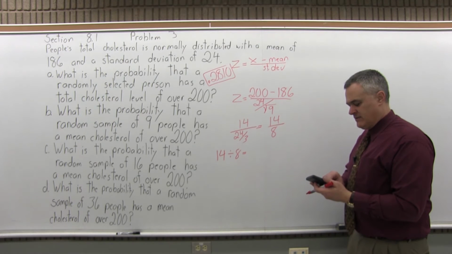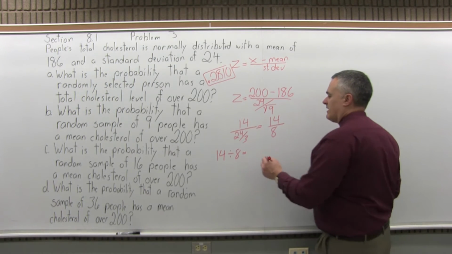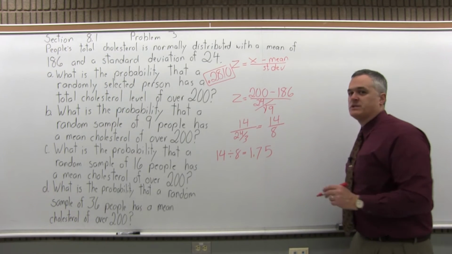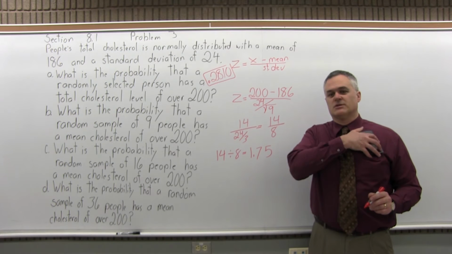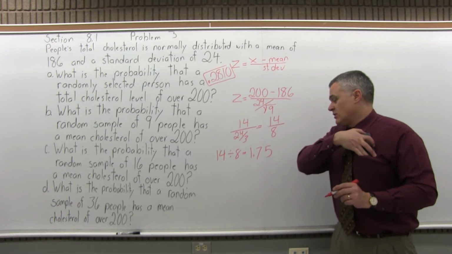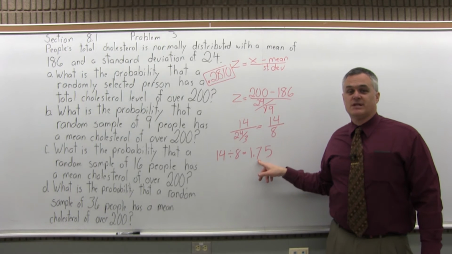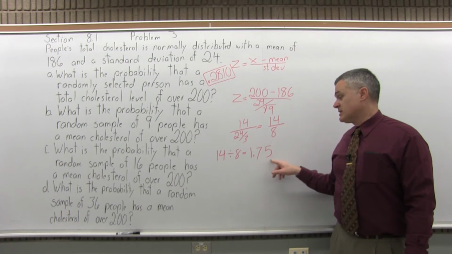So 14 divided by 8 is 1.75. That's my z-score. 1.75 is what I need to look up in the standard normal chart. So to look up anything in the chart, step 1, write the number to look up so that it has 2 places after the decimal. It already has 2 places after the decimal.